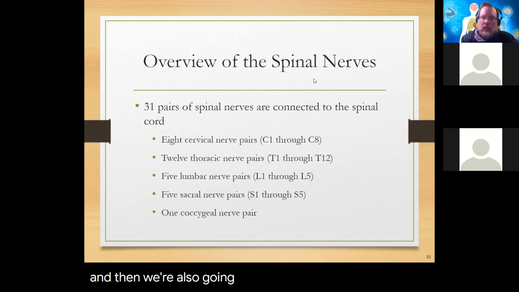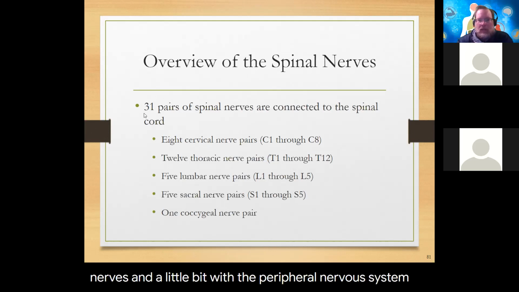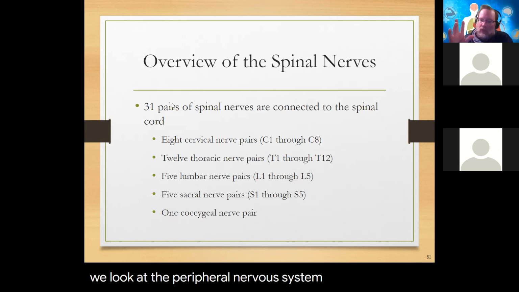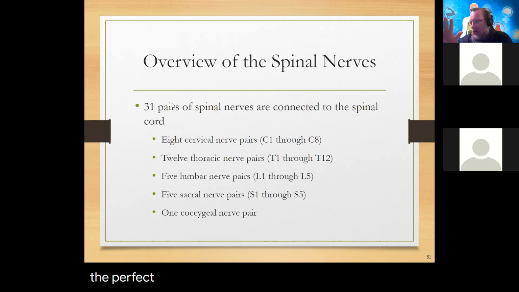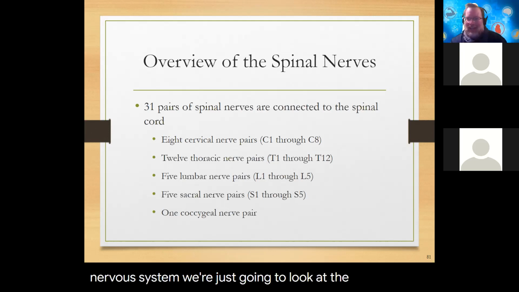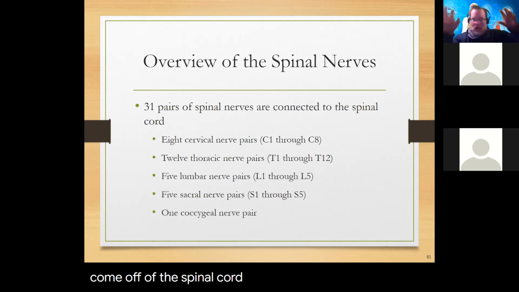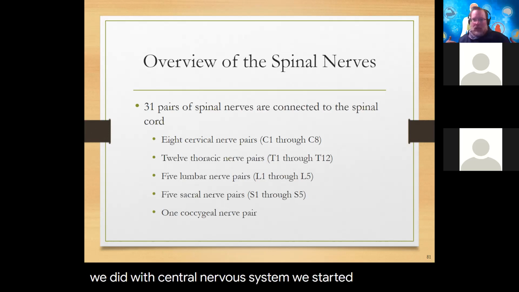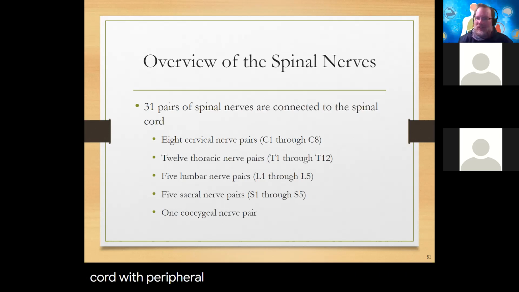And then we're also going to look at some of the spinal nerves and a little bit with the peripheral nervous system. As we look at the peripheral nervous system, it's the perfect segue from central nervous system, because we distinguish central nervous system as being spinal cord and brain. With the peripheral nervous system, we're just going to look at the nerves that come off of the spinal cord and brain. So we'll start just like we did with central nervous system. We started with the spinal cord. With peripheral nervous system, we'll start with spinal nerves.